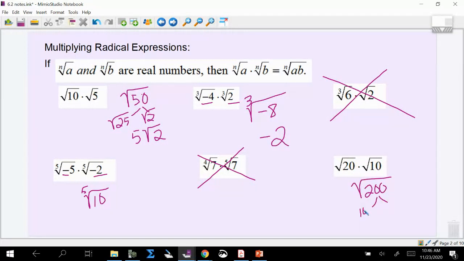We're going to break that down into 100 times 2, and then we're going to take the square root of 100, which is 10, and we get 10 root 2. So if we have the same type of radical and they are multiplied, we are allowed to multiply what's underneath and keep that radical.